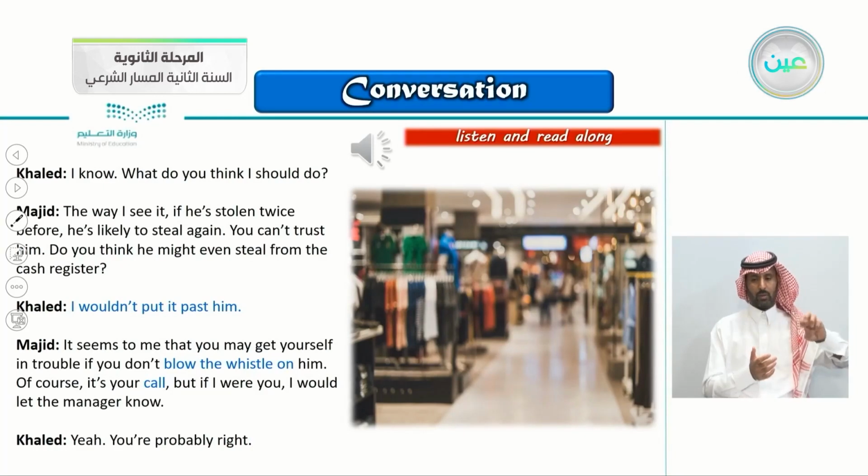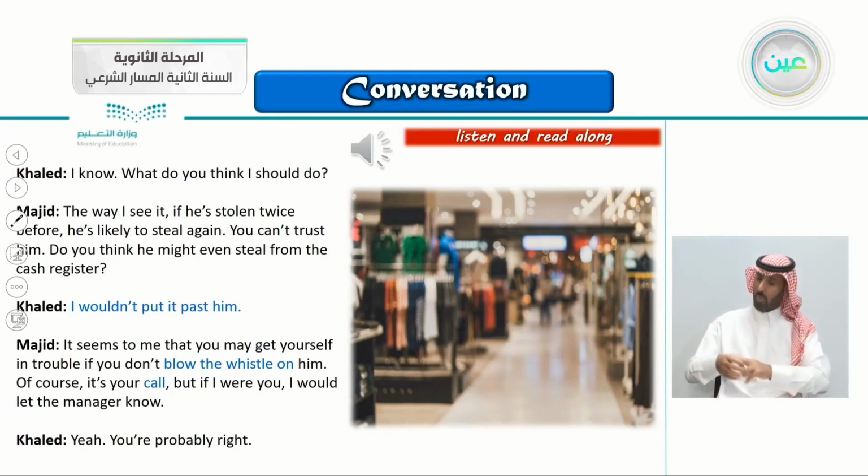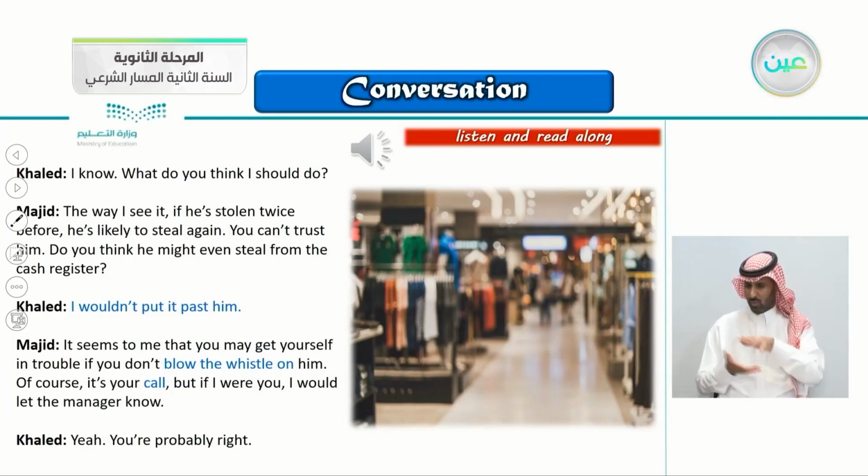Khalid, I know. What do you think I should do? Majid, the way I see it, if he's stolen twice before, he's likely to steal again. Do you think he might even steal from the cash register? Khalid, I wouldn't put it past him. Majid, it seems to me that you may get yourself in trouble if you don't blow the whistle on him. Of course, it's your call. But if I were you, I would let the manager know. Khalid, yeah, you're probably right.